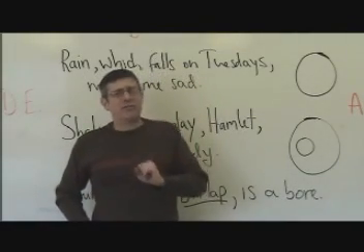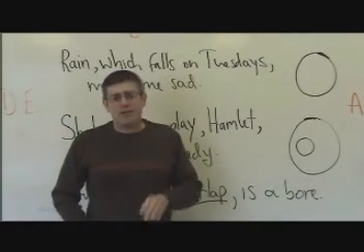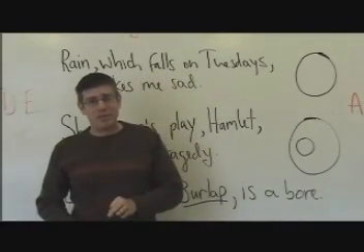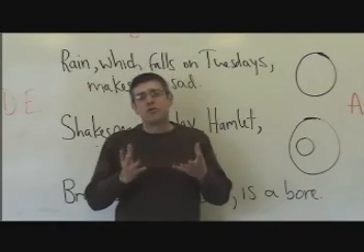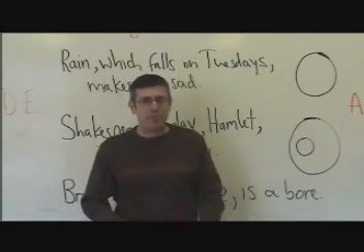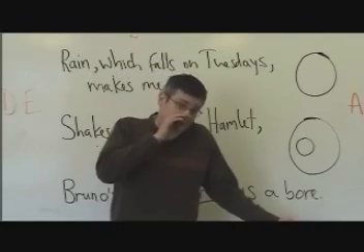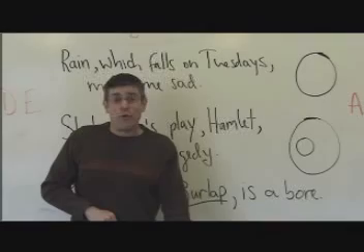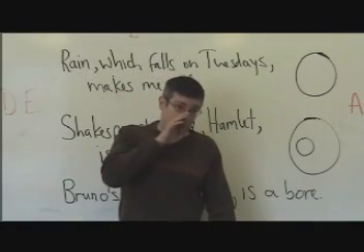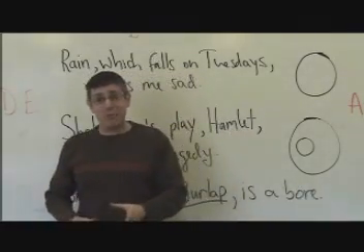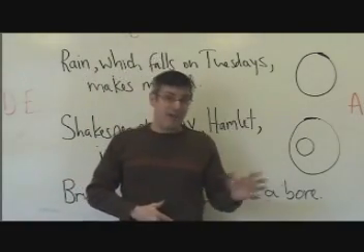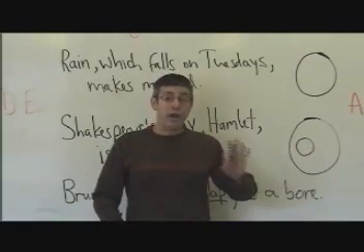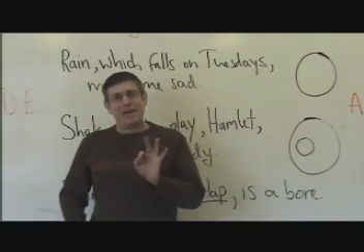How about this sentence, though? Rain which falls on Tuesdays, as opposed to rain which falls on Wednesdays, makes me sad. Now, which of those two sentences are you happier with? Rain, which, by the way, is that stuff that falls on Tuesdays, makes me sad, or rain which falls on Tuesdays, as opposed to rain which falls on Wednesdays, makes me sad? Well, I hope it's the latter, that it's rain which falls on Tuesdays as opposed to rain falling on other days that is the thing that makes you sad.